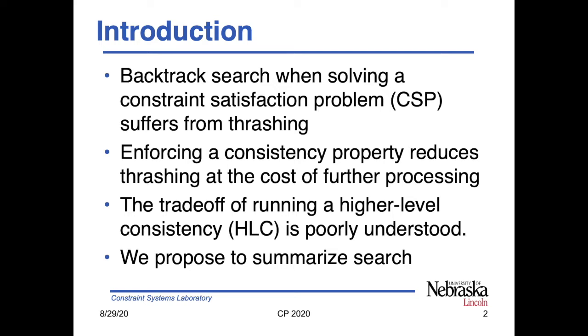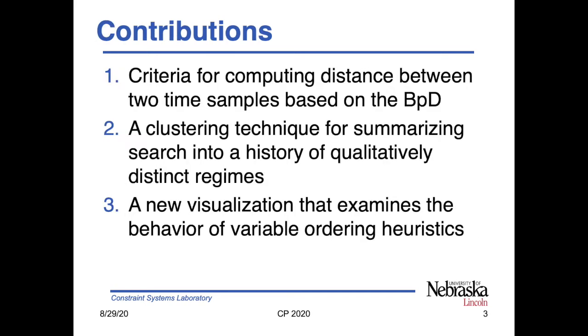Finally, past works have focused on metrics calculated at the end of search, but in this paper we propose to summarize the search process as a whole instead. So our contributions in this work include a criteria for computing the distance between two time samples based on the backtrack per depth metric proposed by Woodward et al. We then use this distance metric to cluster the samples taken during the search process, and we create a history of qualitatively distinct regimes or time intervals. Finally, we present a new visualization that examines the behavior of variable ordering heuristics.